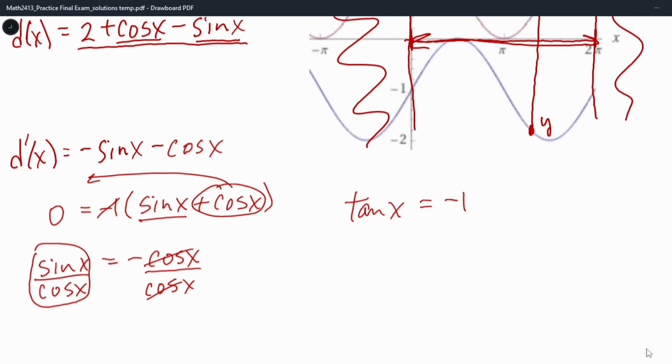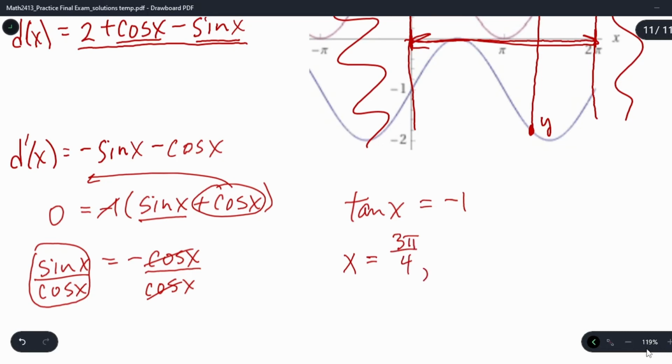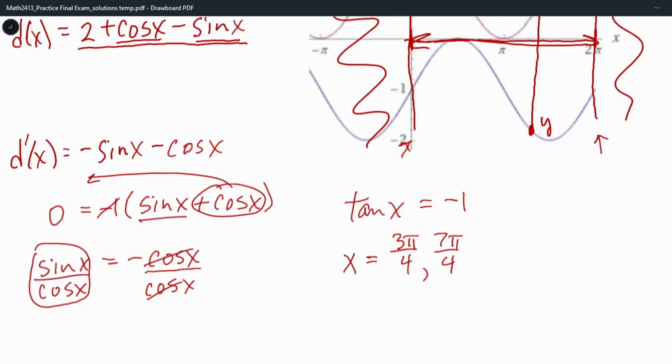Well, on the interval from 0 to 2 pi, the angles for tangent that produce -1 are 3 pi over 4 and 7 pi over 4. So these are my two candidates for where the maximum might occur. And then if you remember, we also need to check the endpoints to make sure that the endpoints don't actually contain the maximum value. So let's do this.